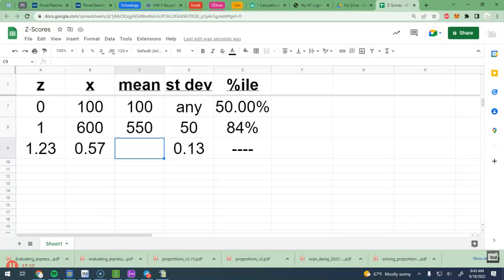X bar is the mean. So I put it up here. This should all be some x is the data point. X bar is the mean. That's how I roll.